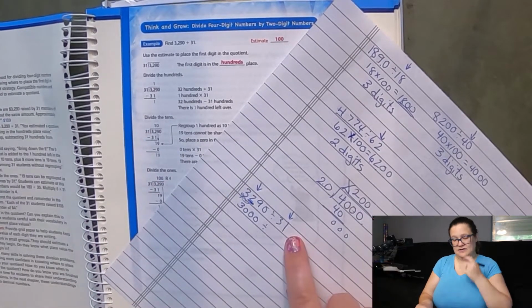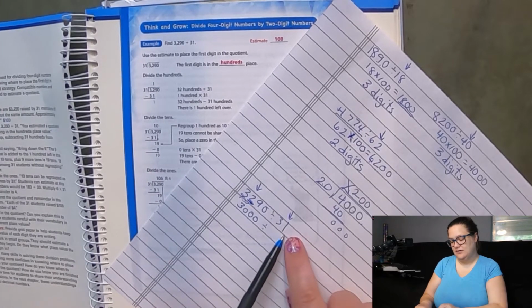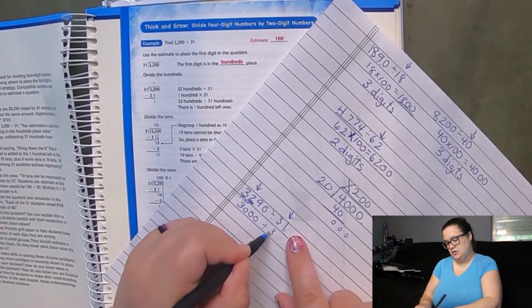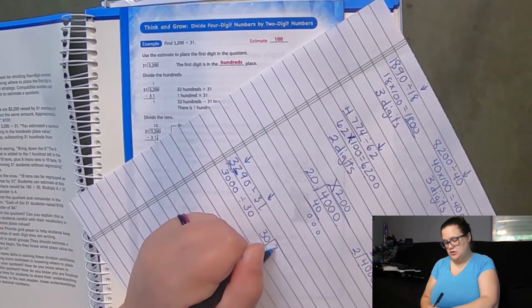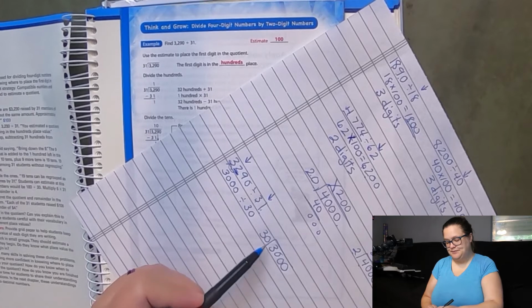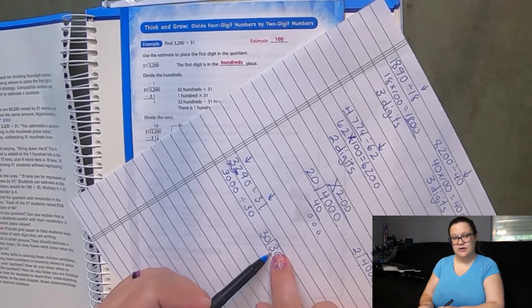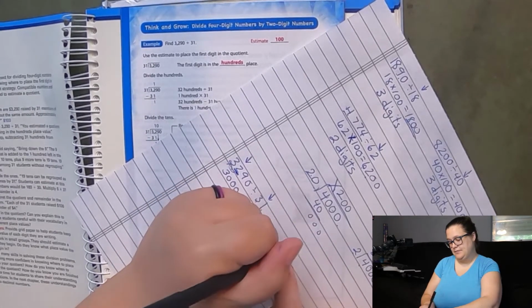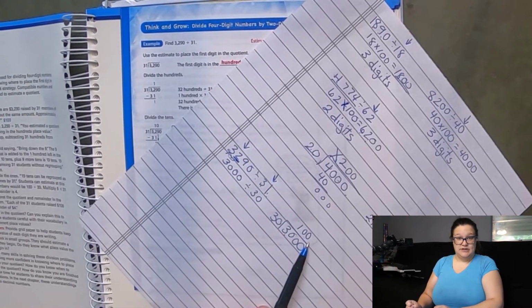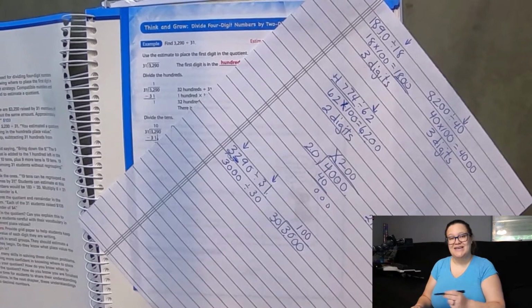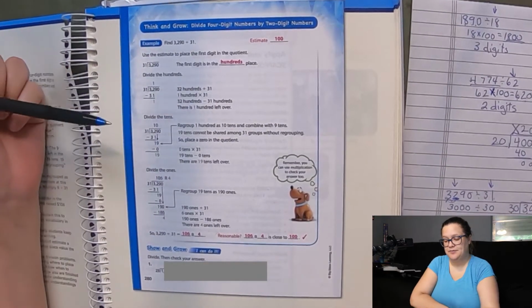And then we're going to round this to the nearest 10. So we look at our ones place, it's a 1, so that keeps out at a 3. Okay, so 3,000 divided by 30. 30 can't go into 3, but it can go into 30 one time. And then the rest are zeros. So our estimate is 100.